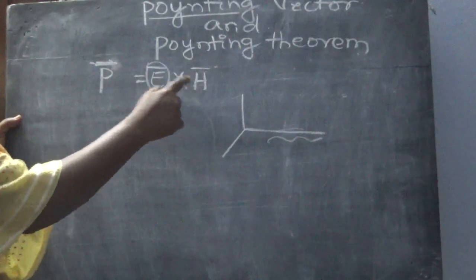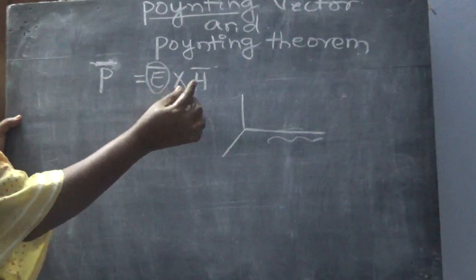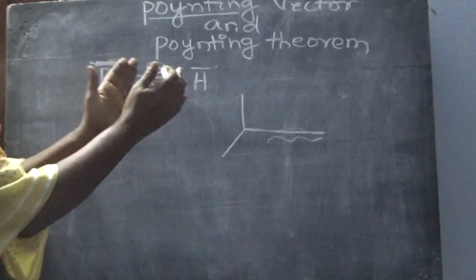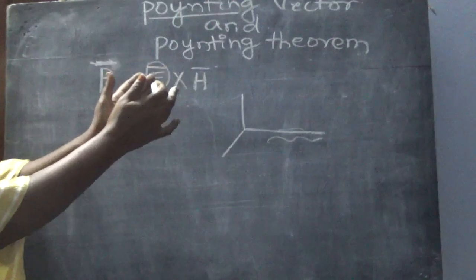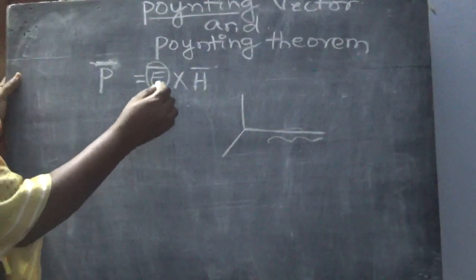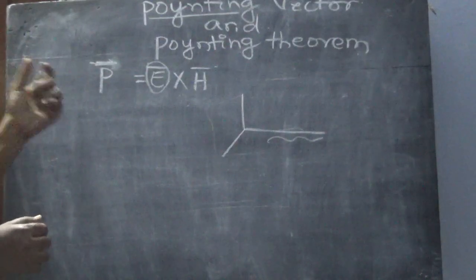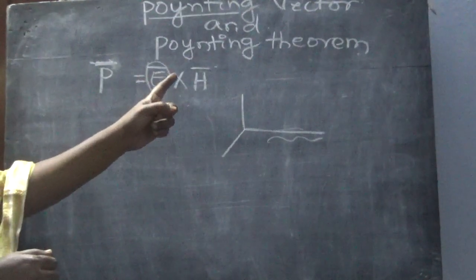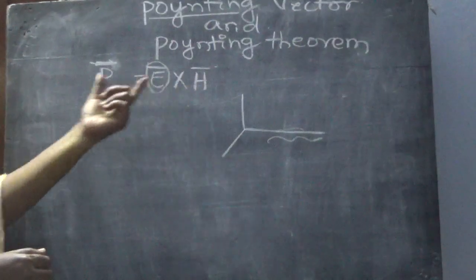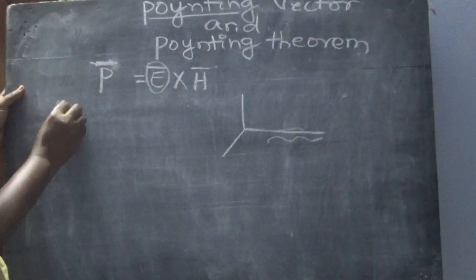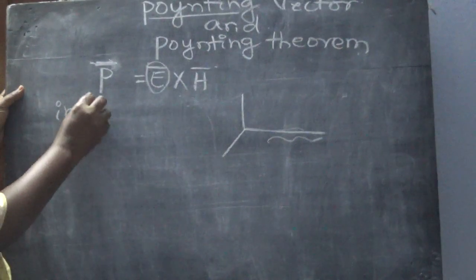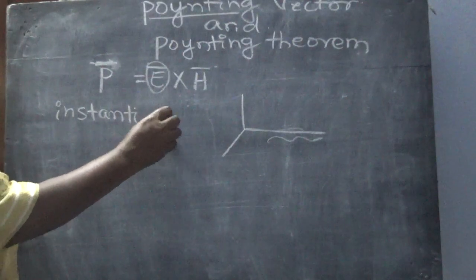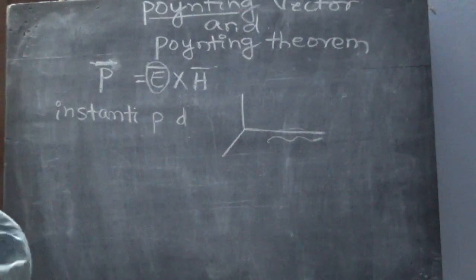If two vectors are multiplied in dot product, we will get a scalar, but we are talking about a vector. On the left hand side we have a vector. If you do the dot product on the right hand side, we won't get a vector, but a scalar. So we have only one choice to multiply them, that is the cross product. The cross product of electric field and magnetic field will give the Poynting vector, which is also called the instantaneous power density.